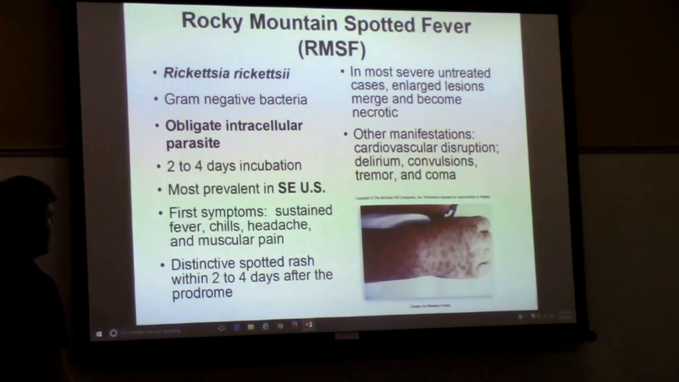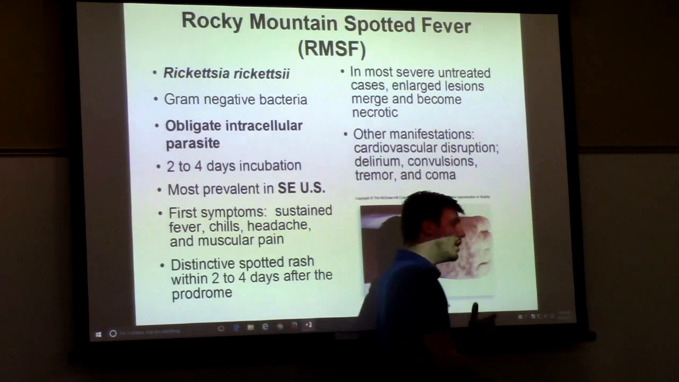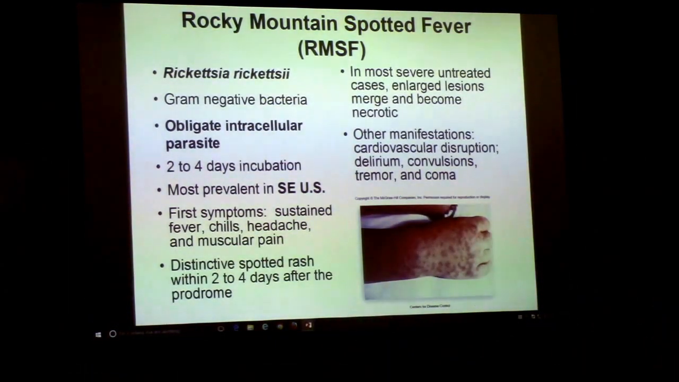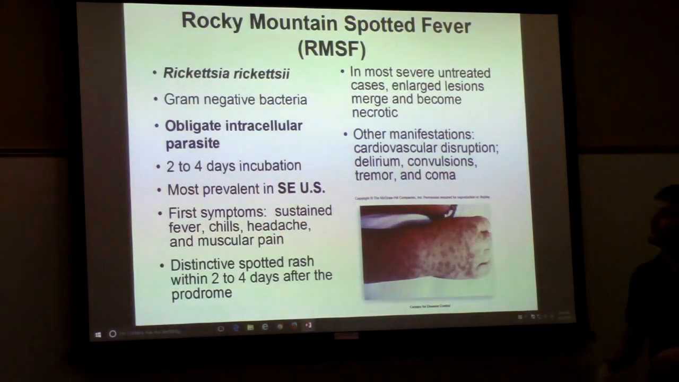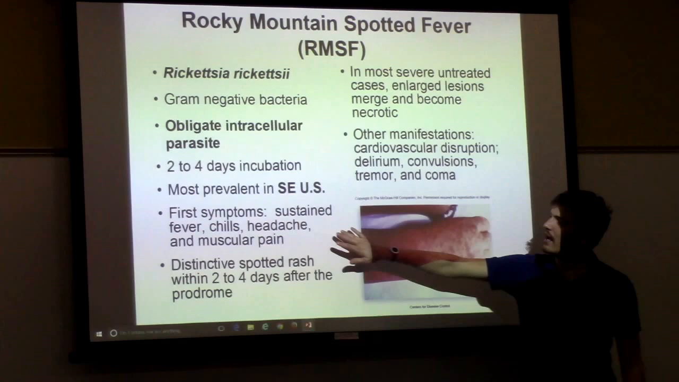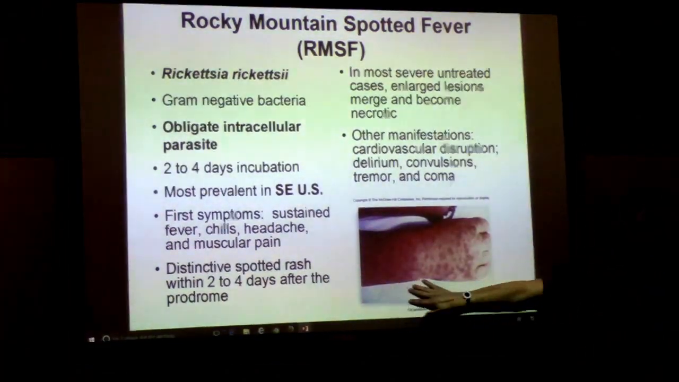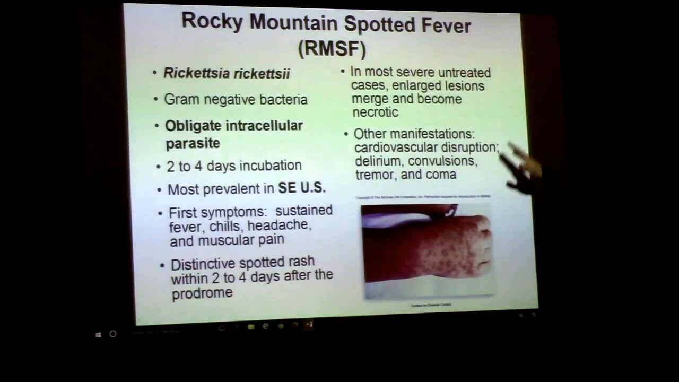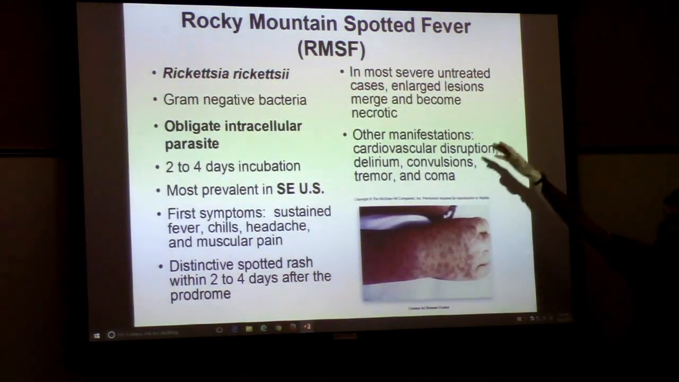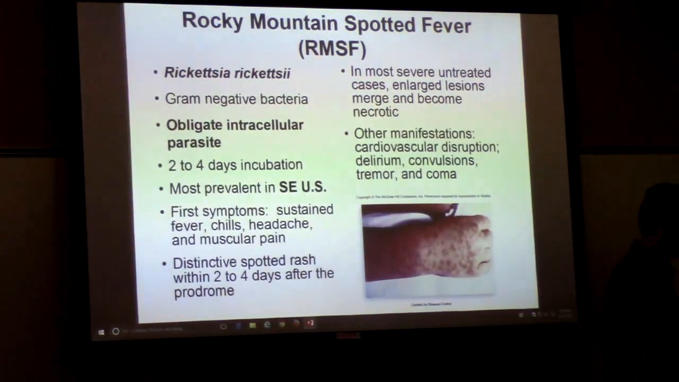This is primarily transmitted via a tick, okay, so a biological vector, but it has been shown that infections have occurred just through breaks in the skin. It has a 2 to 4 day incubation period. The first symptoms are fever, chills, headache, muscular pain, and then you develop a distinctive red blotchy rash, okay? And that's why it gets its name spotted fever. Now, Rocky Mountain is just where it was discovered, but it's primarily actually seen in the southeastern United States.